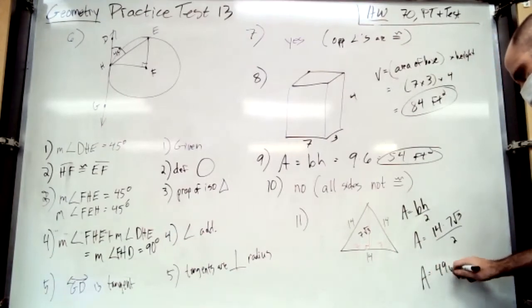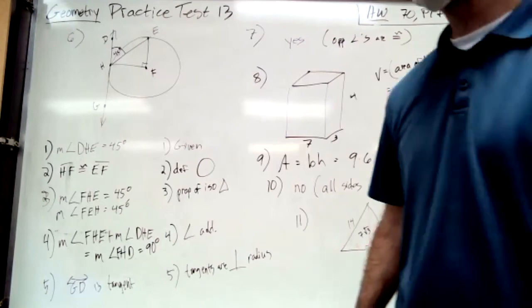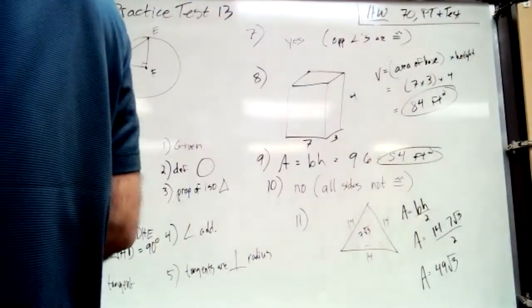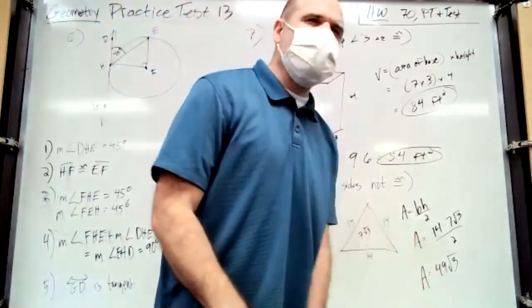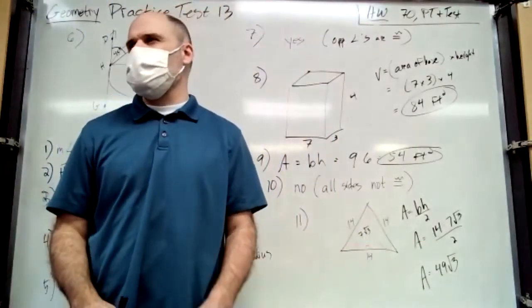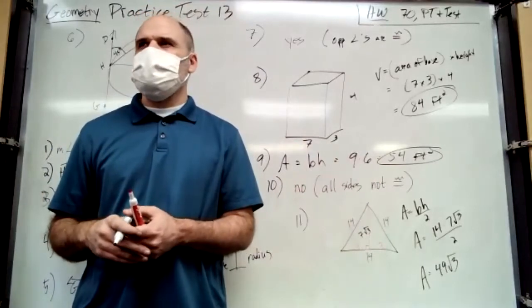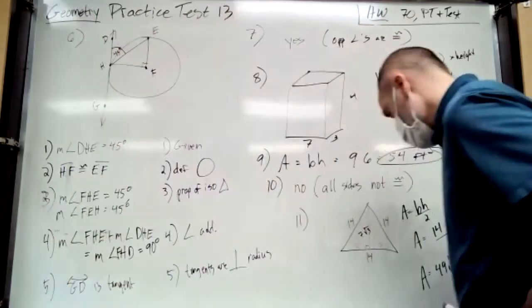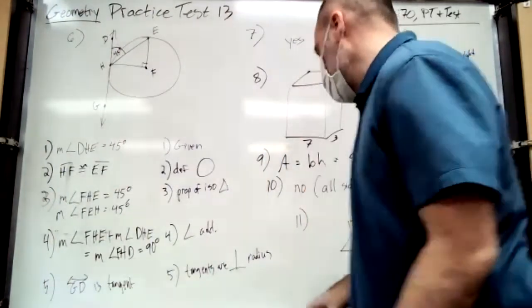What does it say to give the answer in? Simplified radical form. So it's in simplified radical form because you can't simplify the square root of 3 anymore, right? So you guys good? All right. Moving on.